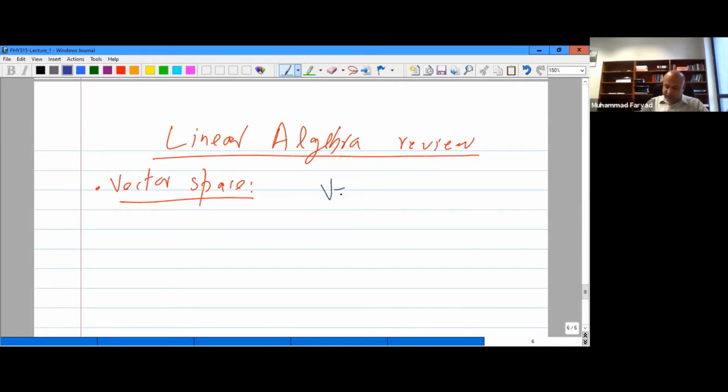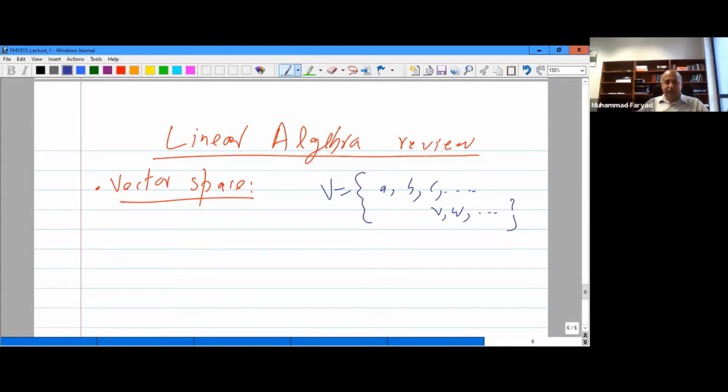Let's say we have some set. Suppose there are some elements like A, B, C, etc., some V, W, and so on. A vector space is just a set that has some elements in it, and these elements satisfy certain criteria. We will see it shortly.